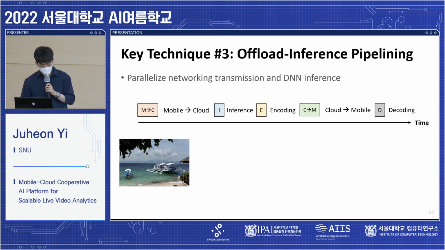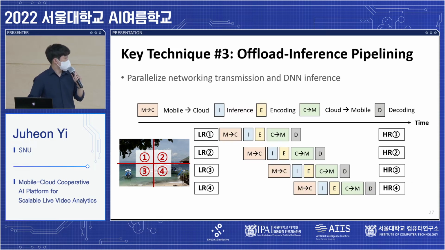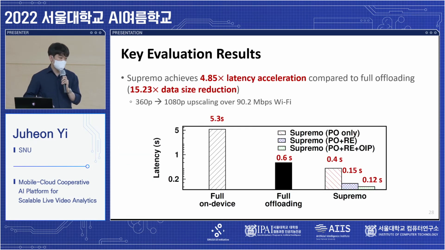So basically what we're doing here is that we divide the image into multiple chunks, and we overlap different components in the offloading pipeline to minimize the latency. With these techniques, we observed that our system achieves around 5 times latency acceleration compared to full data offloading, with around 15 times data size reduction.